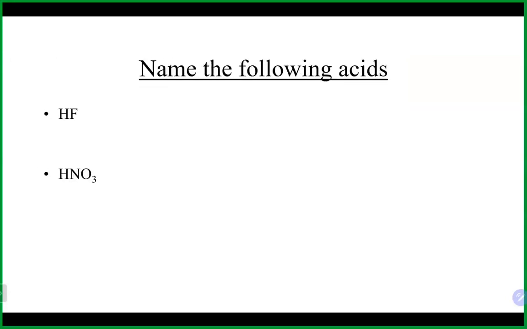So HF would be hydrofluoric acid as it has no oxygen involved. This obviously is the one we did earlier that has nitrate, which becomes nitric acid. So if you have the name of an acid and need to work your way backwards to the formula, the name gives you a lot of hints as to how you could get to the formula.